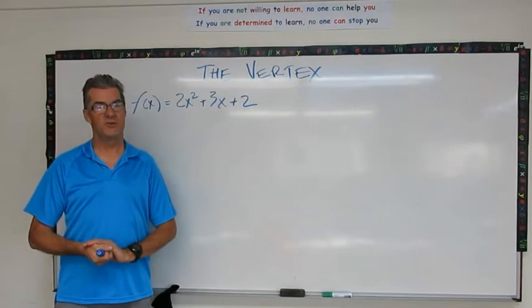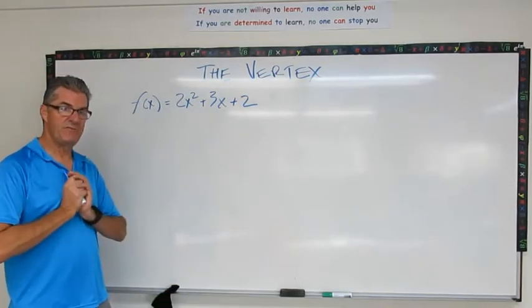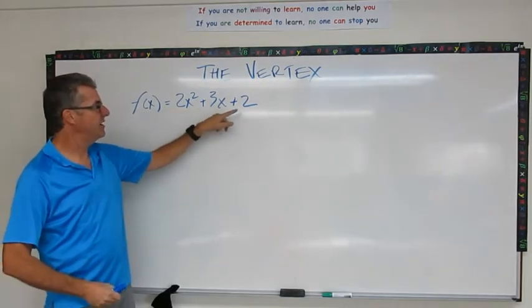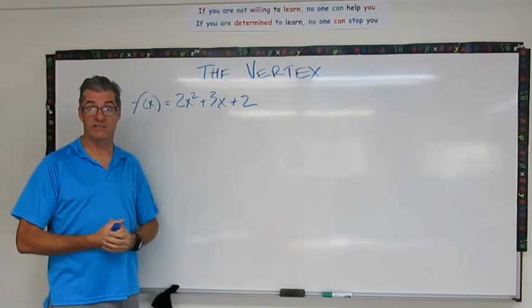Okay, here's one for you to try. But I warn you, this one gets a little tricky. You're going to have to deal with fractions. So here's my function. f of x equals 2x squared plus 3x plus 2. Go ahead and pause the video and see if you can find the vertex.